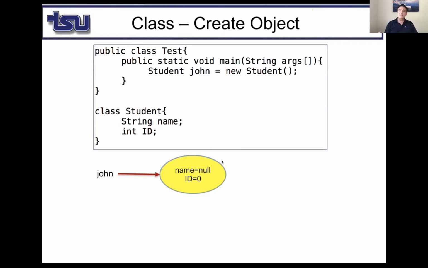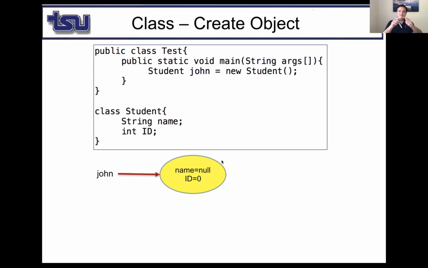ID is int. Int is a primitive data type. Primitive data types are initialized to their default values, and the default value for int is 0. However, name is type of string. String is capital S. You see here, capital S means string is a class. In other words, name is a reference type or reference value, okay? So since this is a reference value, it is initialized to null. Null means nothing, simply.